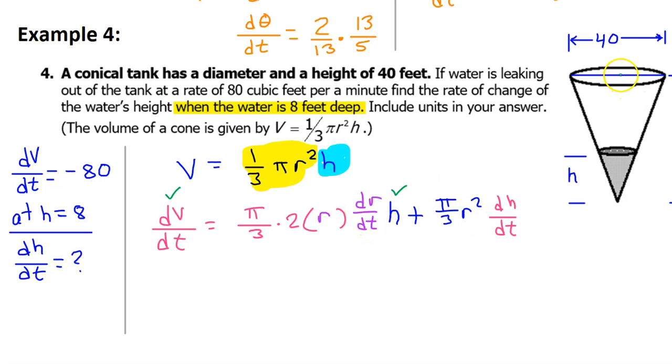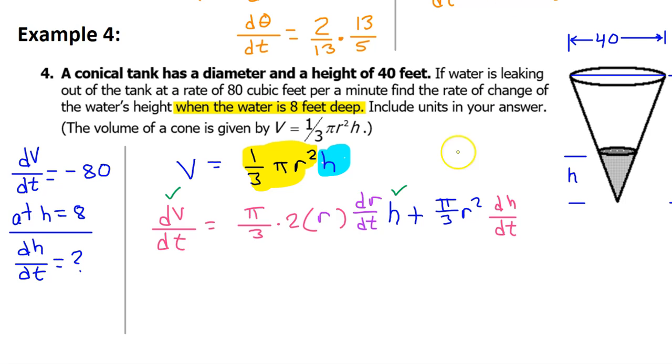You might think we have r because if the diameter of this cone is 40, then the radius is 20. But we are talking about the volume of the water. So we're not talking about just the static volume of the container. We are talking about the volume of the water cone.